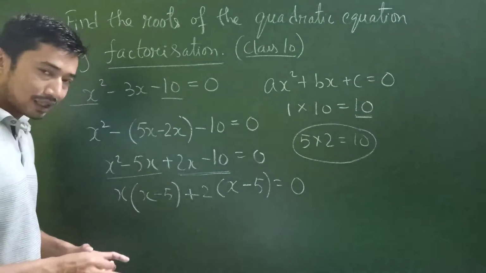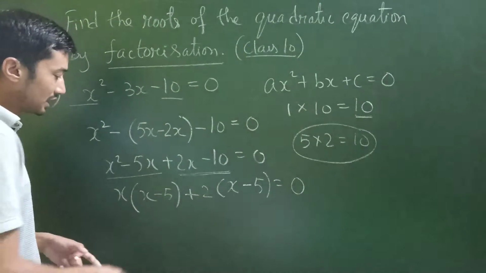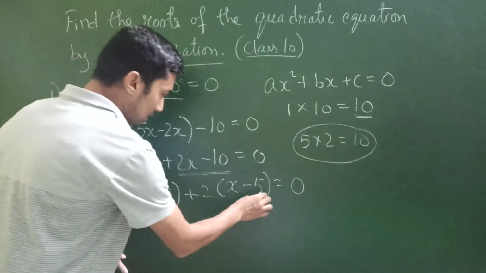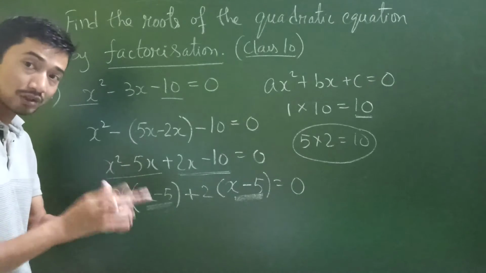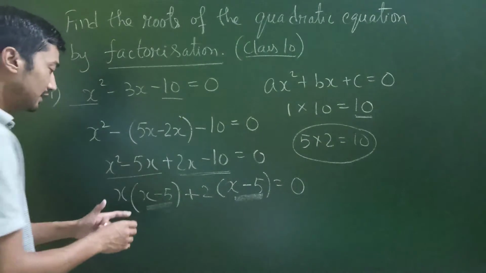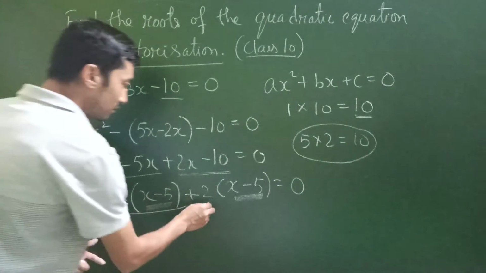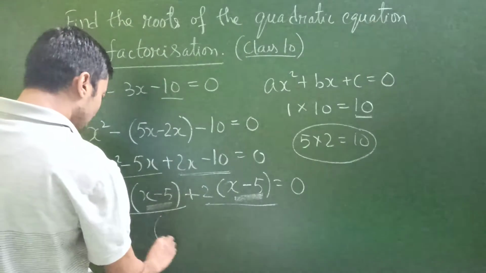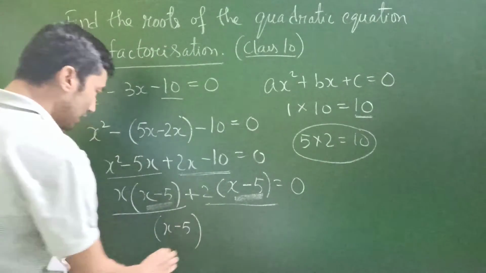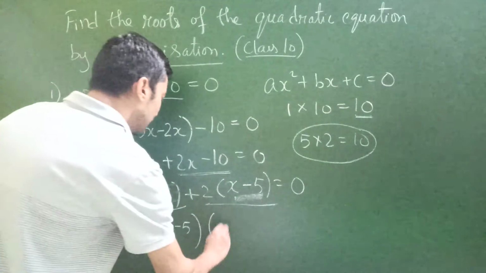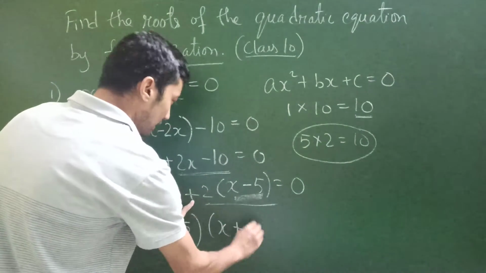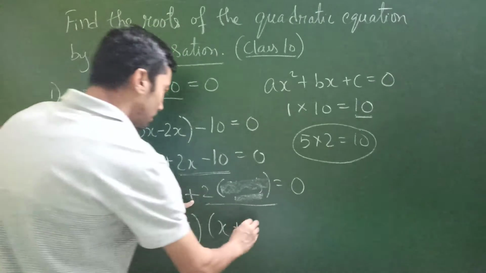If you do it correctly, you will see that these 2 terms will be the same. Don't adjust, it will automatically come out to be the same. After this, from these 2 terms I will take out the common value, that is x minus 5. So from this term, x minus 5 is common, and what is left? x is left, plus this is also common, so what is left? 2.